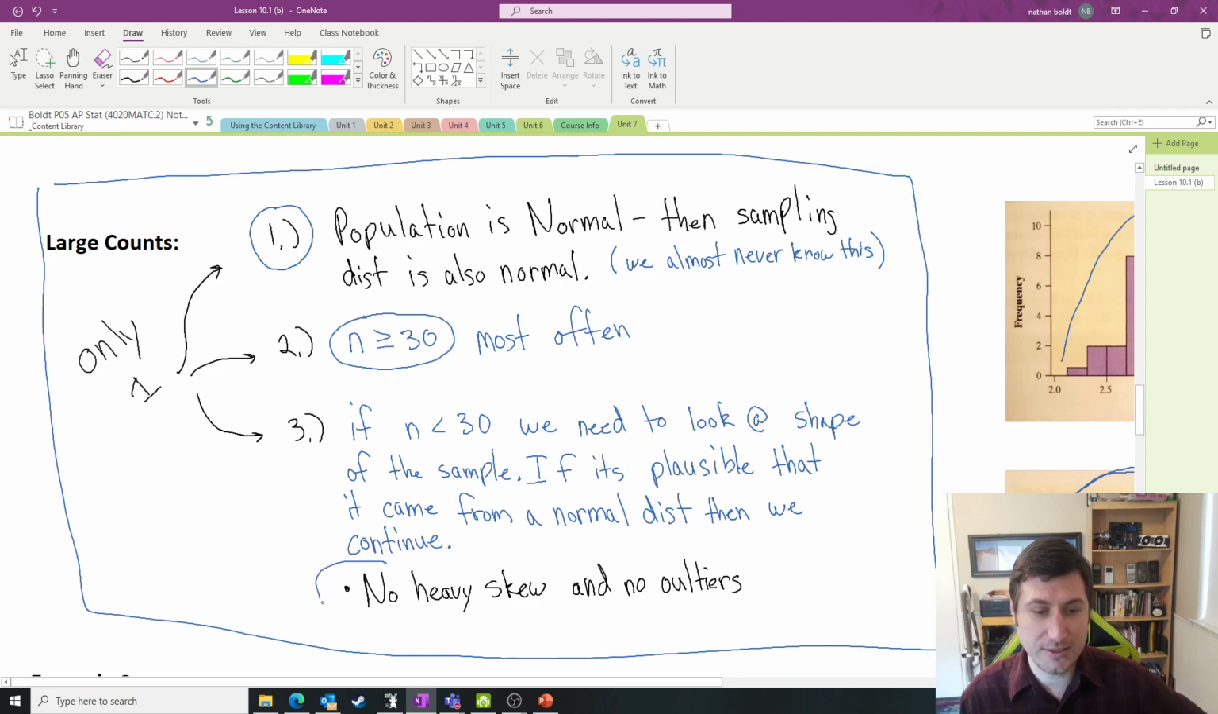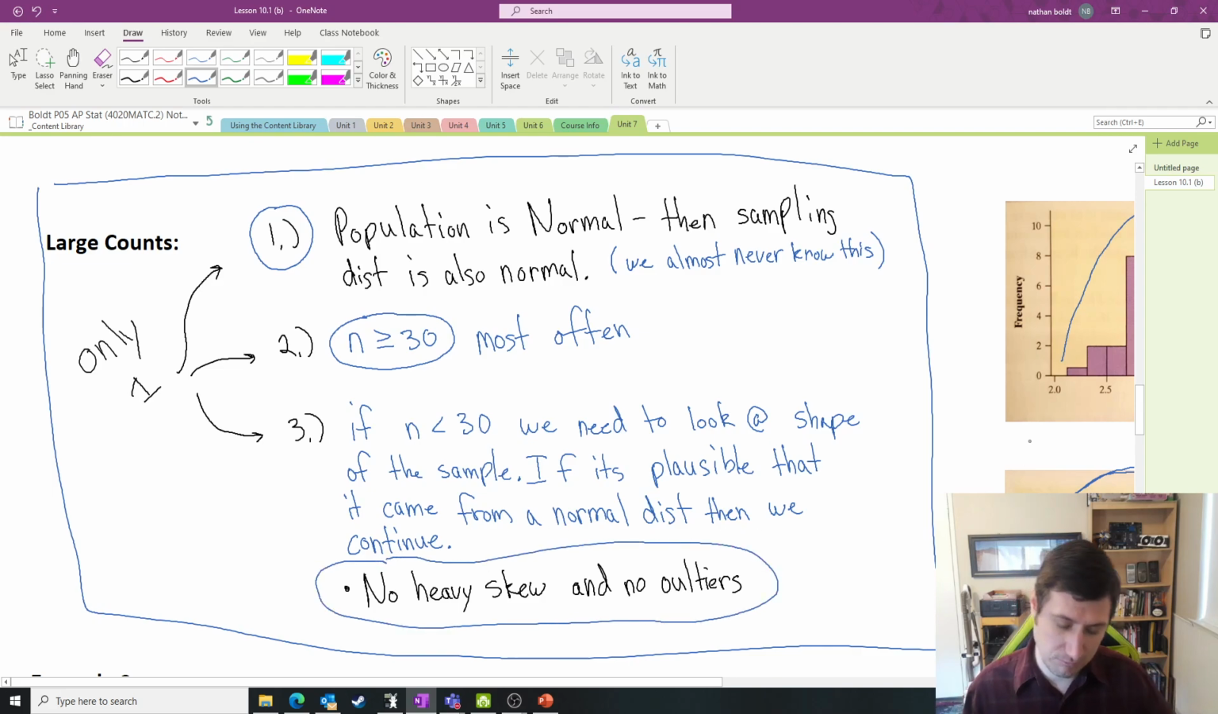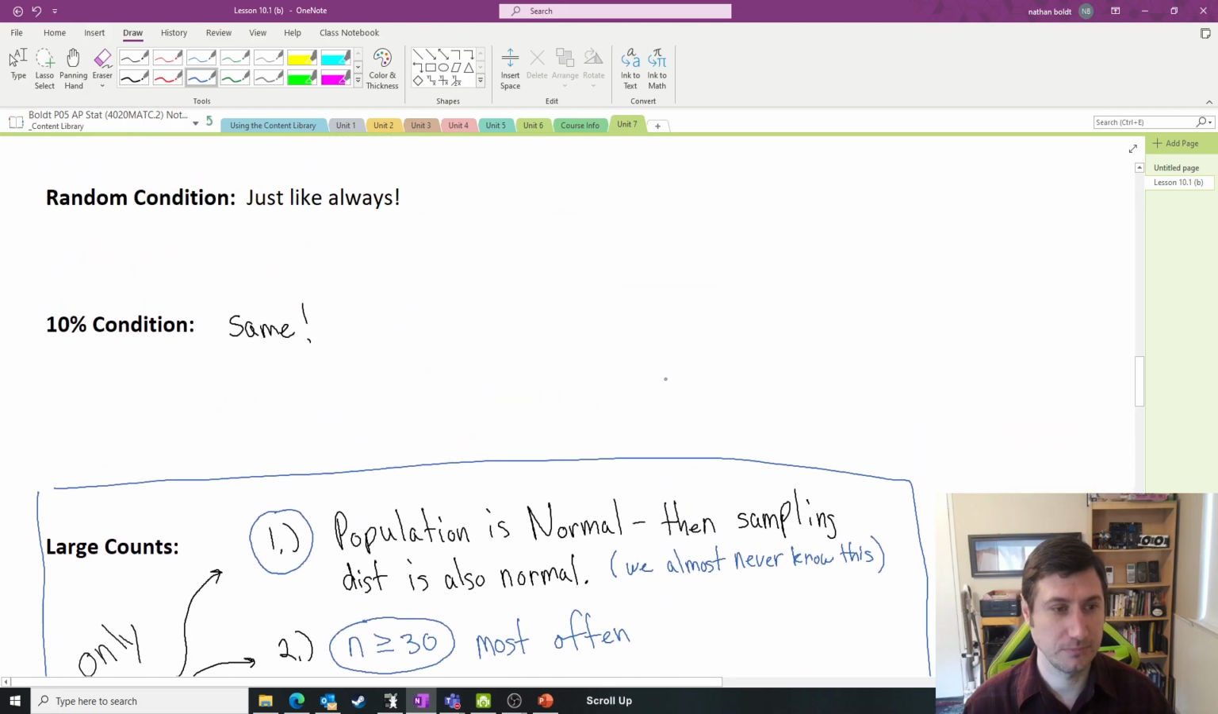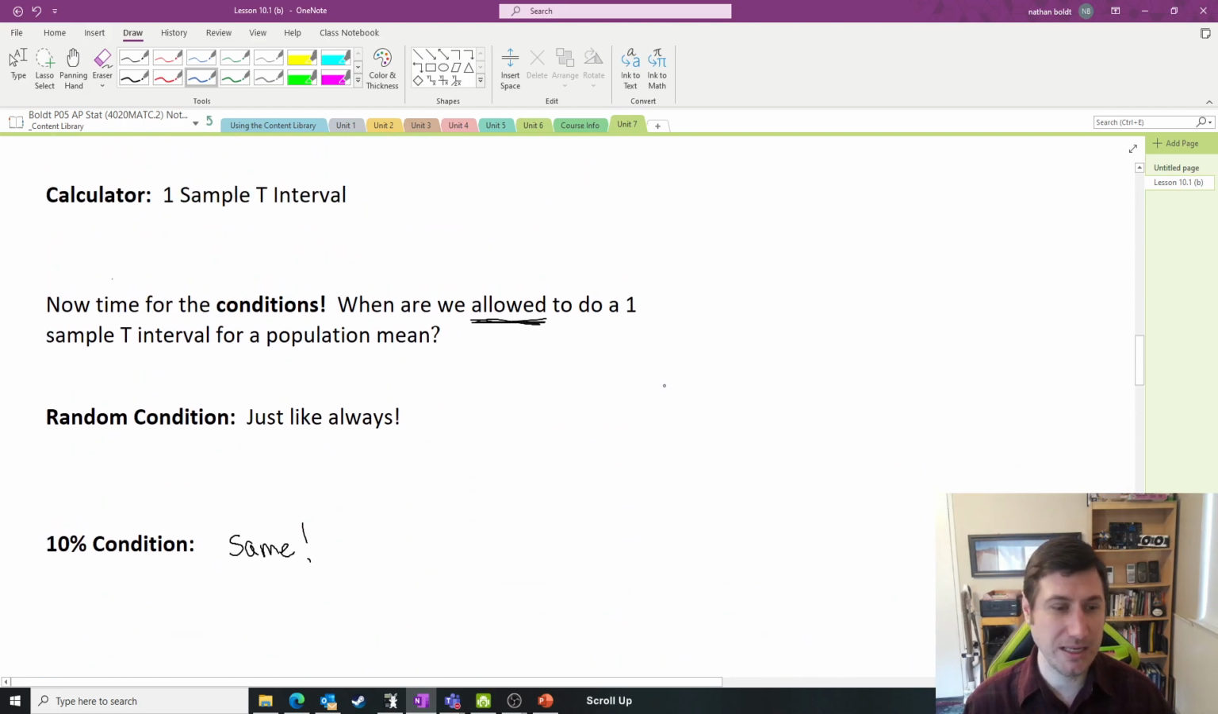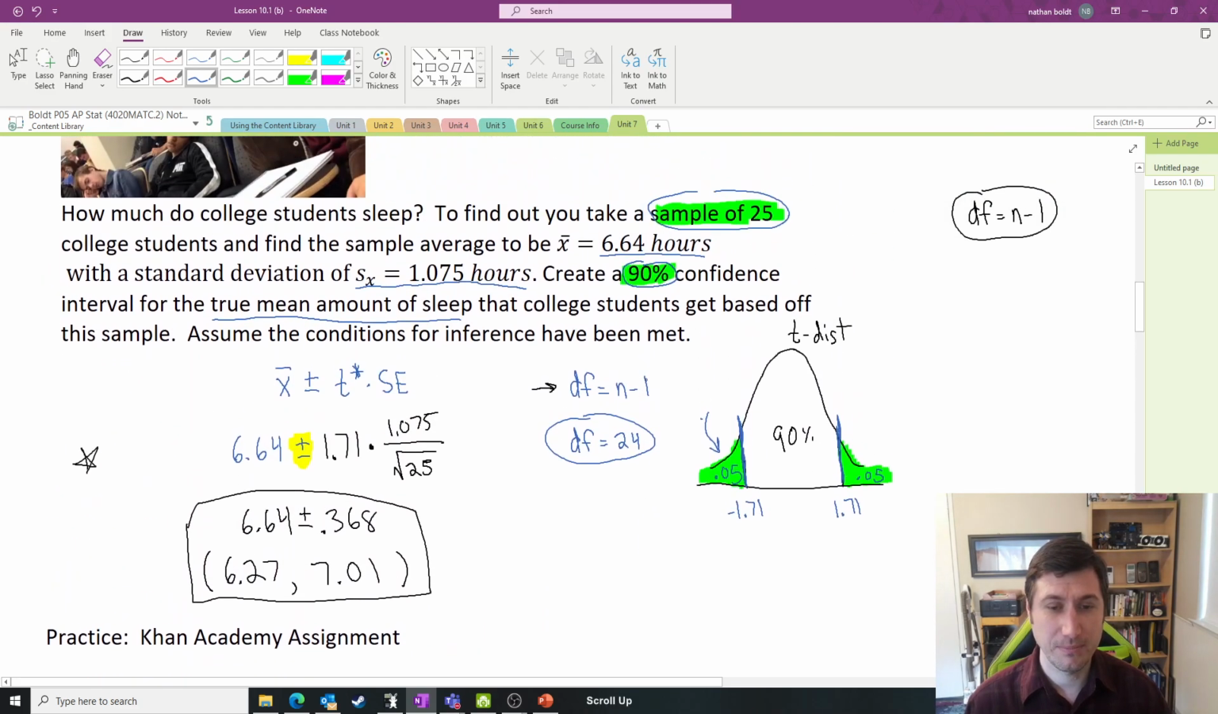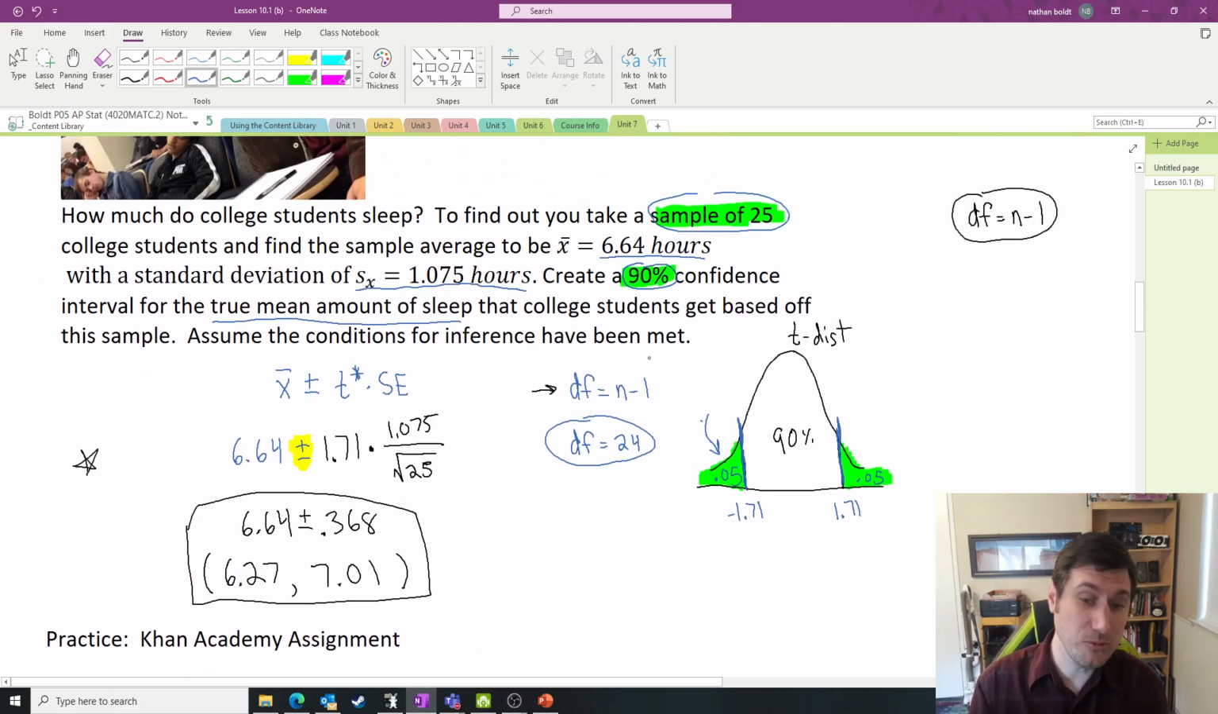And look, does it have a heavy skew or outliers? If it doesn't, done. It's all good, and that condition is met. 10% condition, same. Random condition, same as always. Nothing new there. This is new. Can you make the calculation? Can you type it into the calculator? That's new. But almost everything else will be the same.